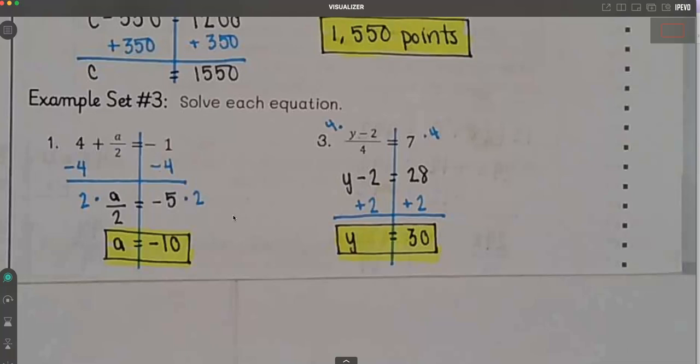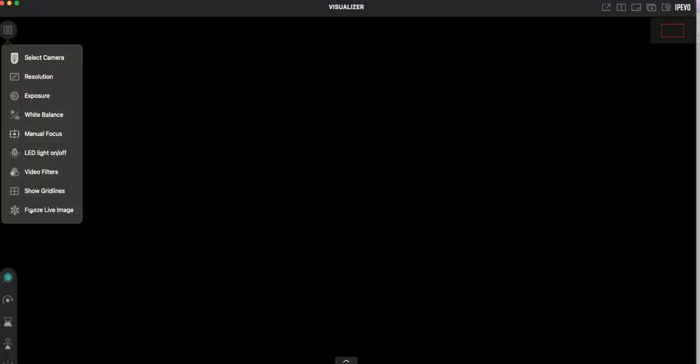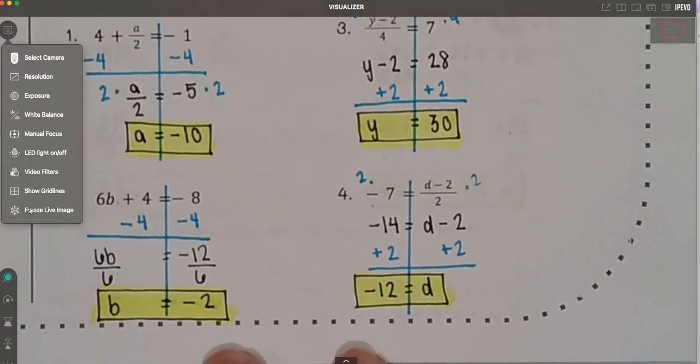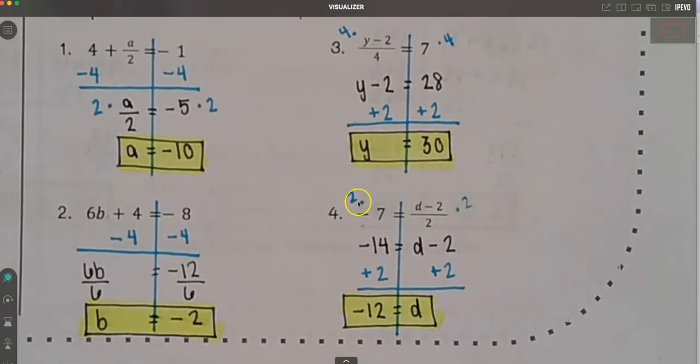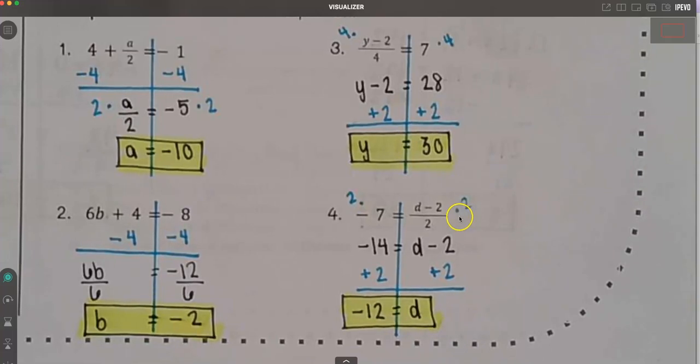All right, ladies, everyone got it? Here is the answer. So, just like last time, we're going to multiply both sides by 2 and then add 2. When we multiply by 2, we get negative 14. Add 2, we get negative 12. Are there any questions on the two-step equations?